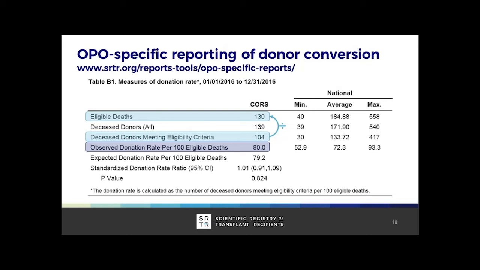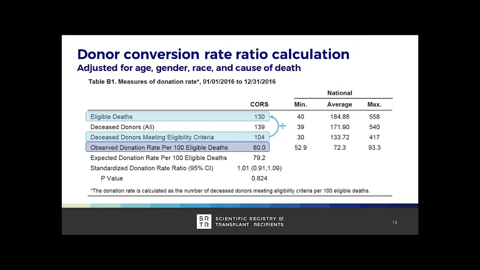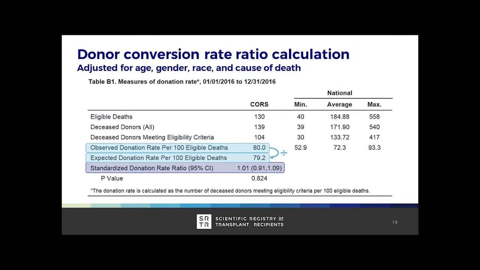Right below this table in the report, before I get to the figure, if you take that observed donation rate and divide it by an expected donation rate, expected conversion rate here, you arrive at the standardized donation rate ratio. So in this case, 80 divided by 79.2 arrives at 1.01. This is a measure of what your conversion rate is compared to expected.